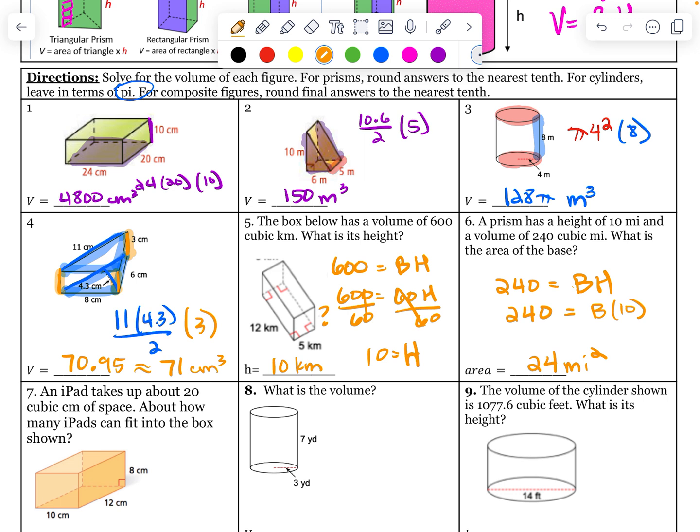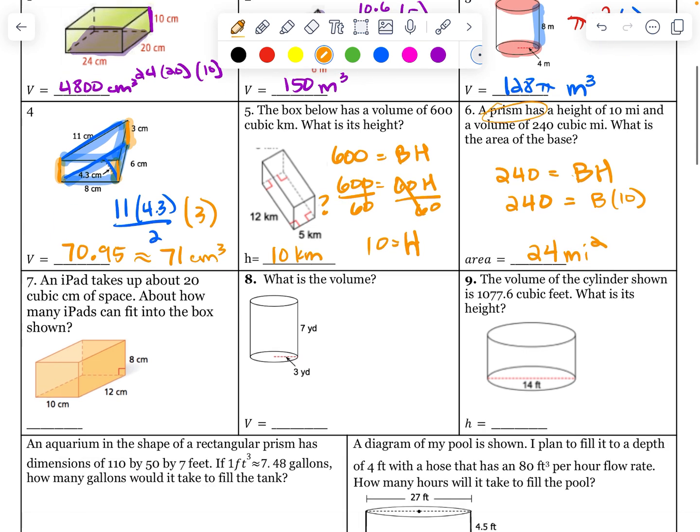And then if I knew what the prism was, like if I knew that it was a triangle, I could figure out what the height and the base would be. If I knew it was a rectangle, but it didn't tell us.